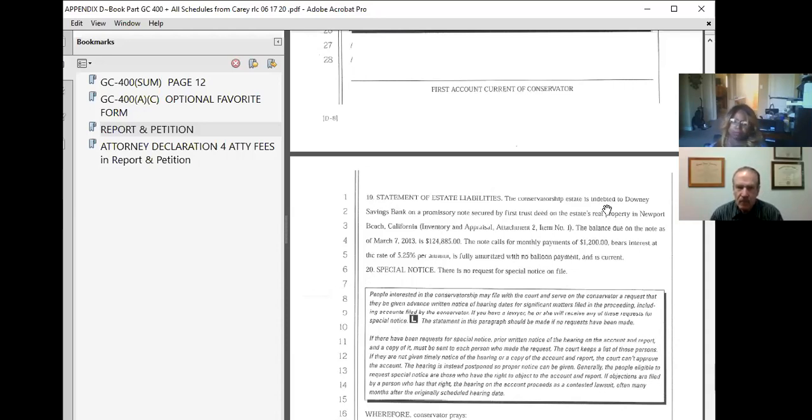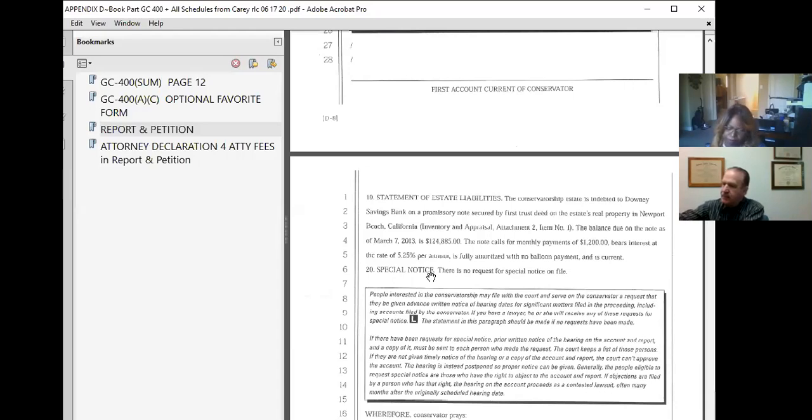Number 20 is special notice. So what that is specifically, for those who may not know much about the law, is say for instance, you're the conservator, there's a conservatee, and I'm best friends with this conservatee. Right? There is no legal right for you to have to give me any information on the conservatee. But I still want to know, just because I want to know. I want to know that you're doing your job and you're not being flaky and you're taking care of my best friend. So I can file in court what's called a special notice.